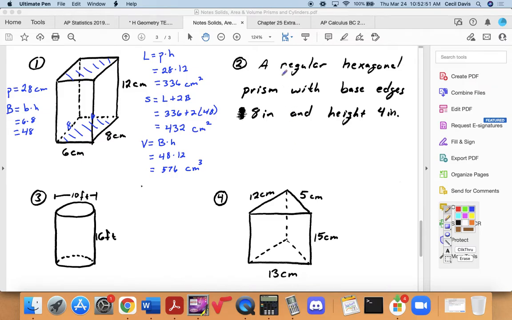All right. This one, they didn't draw the figure for you, but they told you what the base was. The base is a regular hexagon, where the base edges are 8 inches. So we'll just need to find the perimeter and the area of the hexagon. So that's 8. So the perimeter, that's really easy. It's just 8 times 6. It's 48.